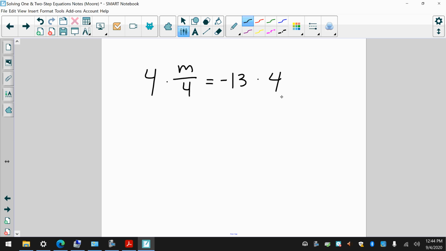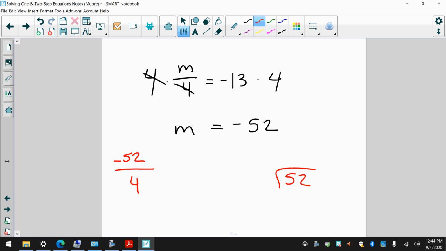4 divided by 4 is just 1, so we're left with m over 1, or just m, equals negative 13 times 4, which is negative 52. Check your answer. So negative 52 divided by 4. If you're not sure, you can actually do long division, or you can use a calculator. 4 goes into 5 one time.